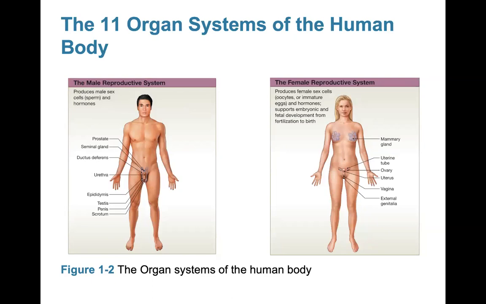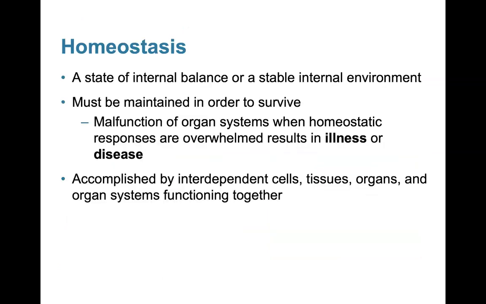And then finally, we have the reproductive system, male and female reproductive systems. This will either produce the male sex cells, which are sperm and hormones, or produce the female sex cells, the oocytes or eggs, and hormones. It also helps to support the embryonic and fetal development from fertilization to birth. And that is our 11th body system there.